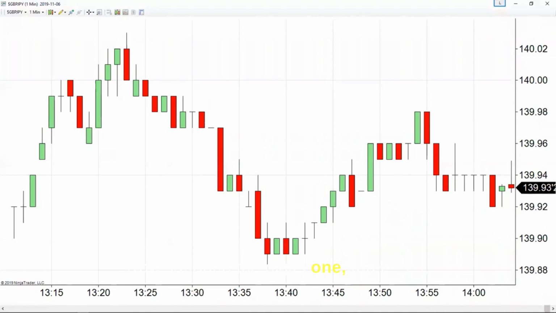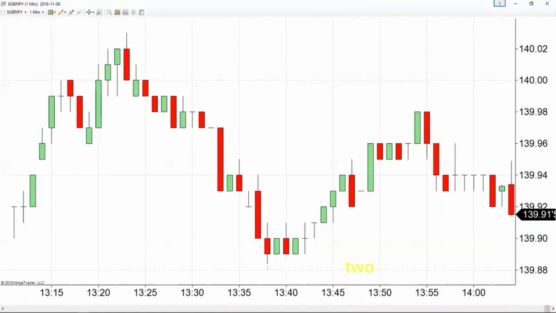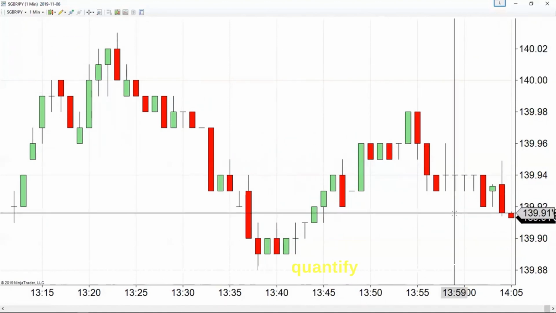Now, ignoring the digits 139.9, let's just look at the last 2 digits because that's what's actually moving. What's actually moving is 2 and 8, 1 and 8. These prices right here, the last 2 digits, 1 and 5, 1 and 6, that's what's actually moving. Once you understand that, that's what we're looking at, that's what we're going to quantify into a system.